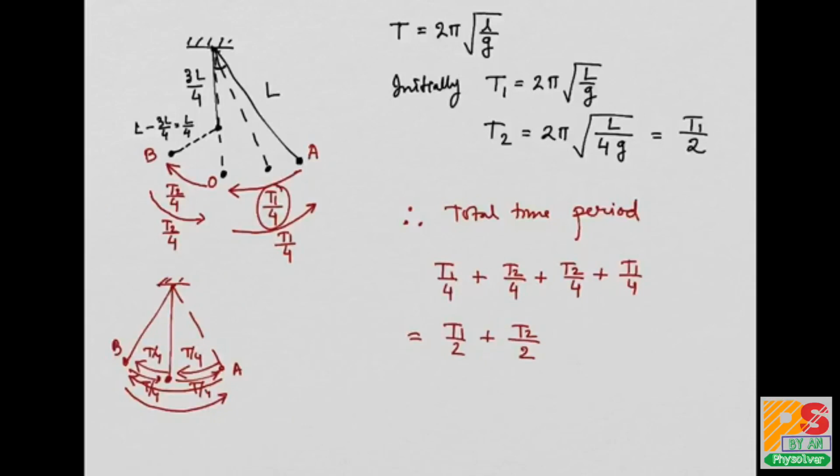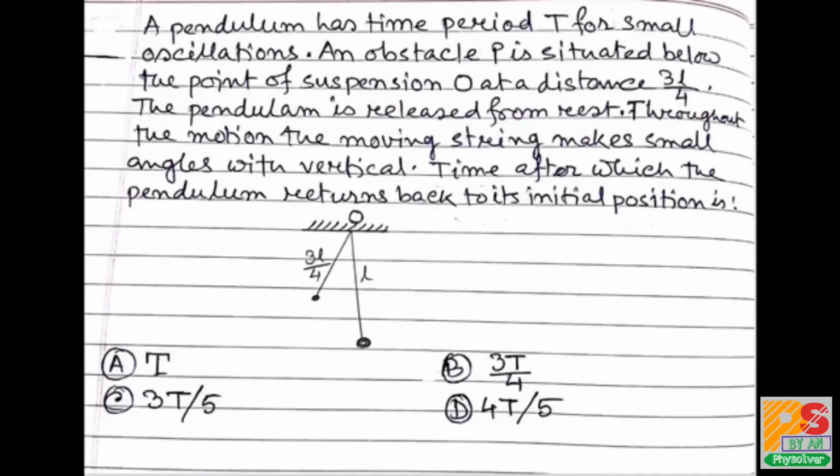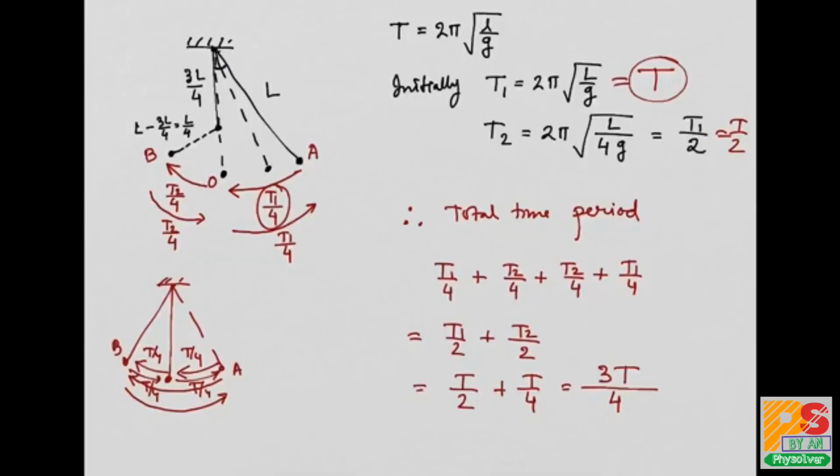It is given in the question that the initial time period is T, so I can write T1 as T, and T2 is nothing but T by 2, so T2 by 2 is T by 4. Therefore the answer would be 3T by 4. Looking at the options, 3T by 4, that is option B, is correct.